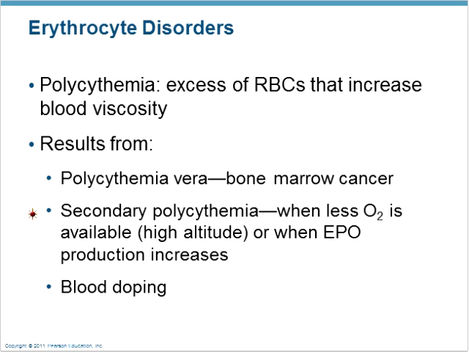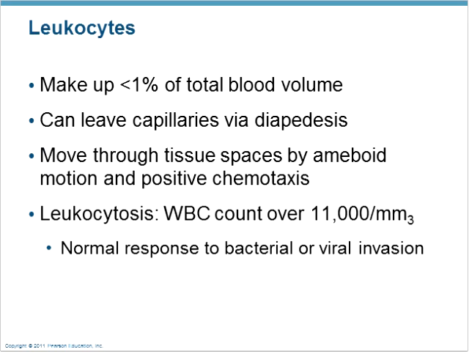work as well. We can have a secondary polycythemia when less oxygen is available at high altitude, or when erythropoietin production increases. And then we have blood doping. Blood doping is what some sports people have done. They remove their own blood 30 days or so before a race, and just before the race starts, they inject that blood back into their system so they have many more red blood cells than they need, which increases their oxygen carrying capacity and evidently makes them more efficient.